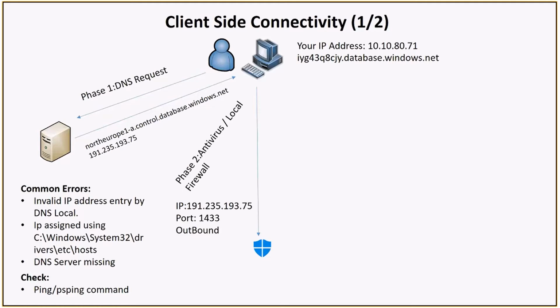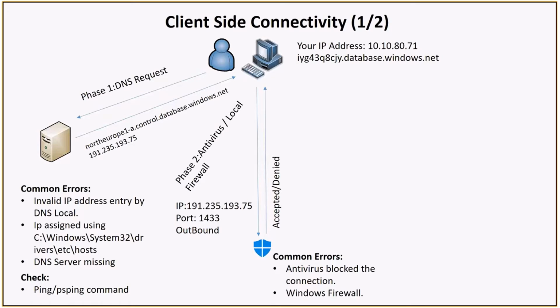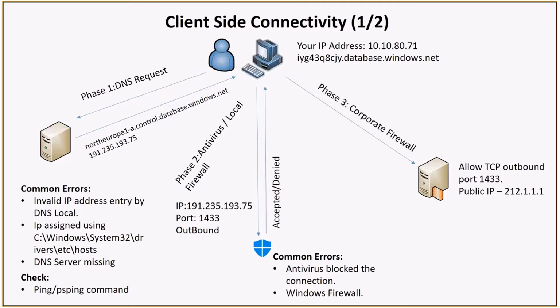If we pass this phase successfully, then we go to phase 2, which is the antivirus and local firewall. In this phase, the connection is accepted or denied. That will go with 2 errors: the antivirus blocked the connection or Windows Firewall, which means that in the customer firewall, the port 1433 outbound rule is not defined, or we have made a rule to not connect to Azure SQL Server.